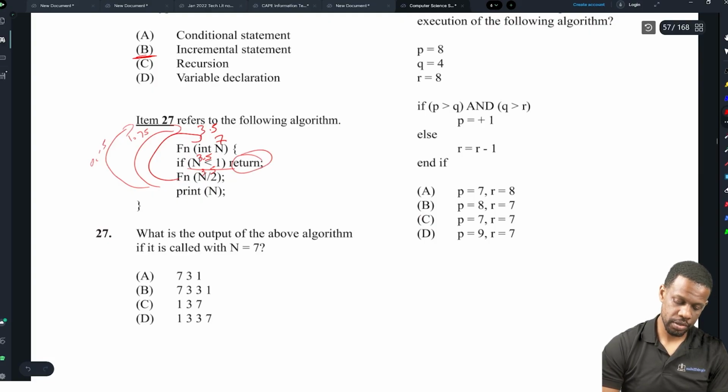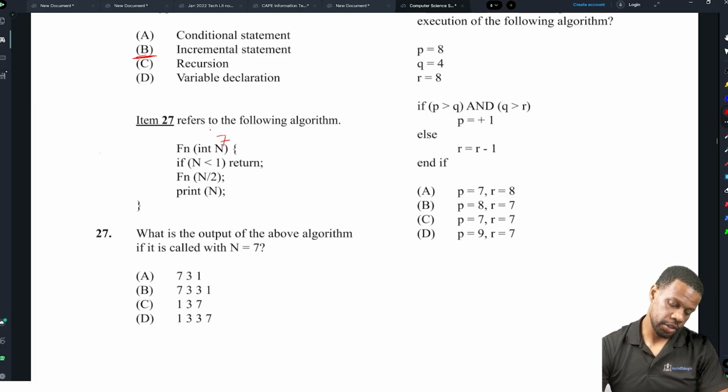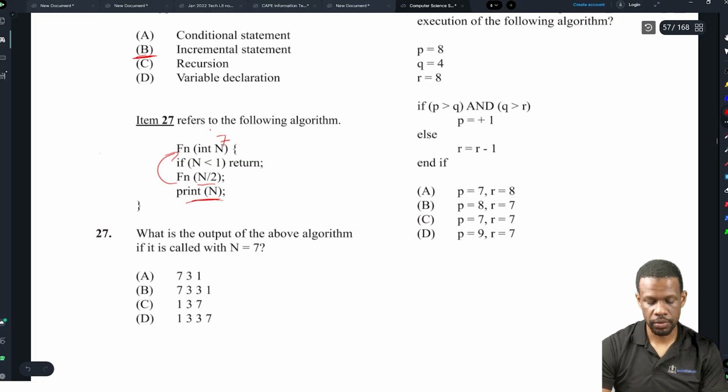I am lost. Let's do that over, because the answers have nothing like that. Slowly now. n is 7. So if n is 7, is 7 less than 1? The answer is no. It will call the function of n2. However, the print n will never get to run because when the function gets called, it will call itself back.